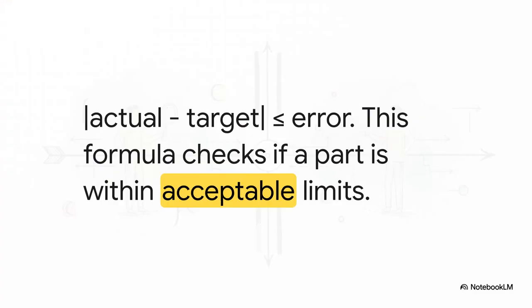And this isn't just a textbook example. This is the kind of formula engineers and quality control teams use every day. They take the absolute value of the actual length minus the target length, and that number has to be less than or equal to the allowed error. It's a super clean, efficient way to make sure everything fits perfectly.